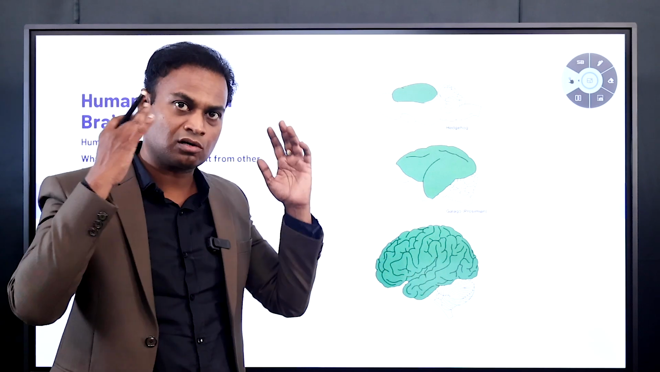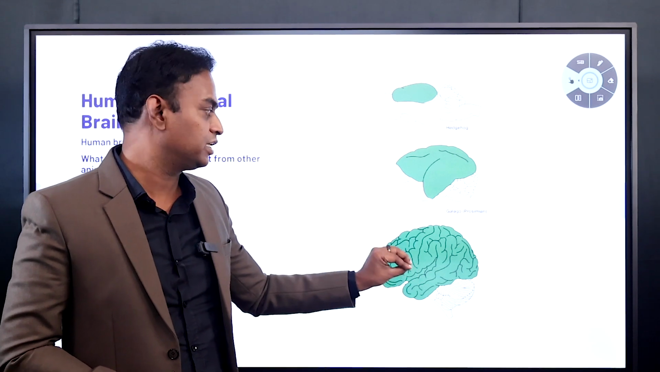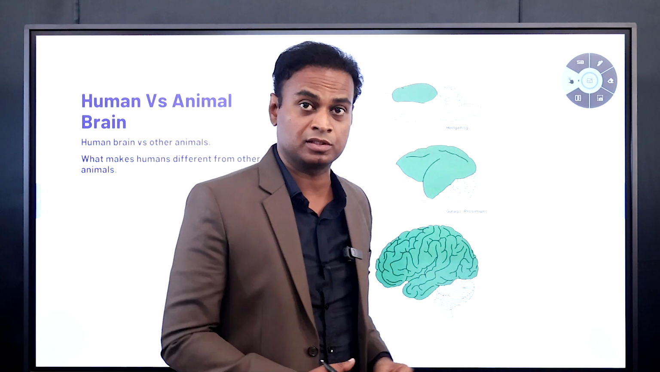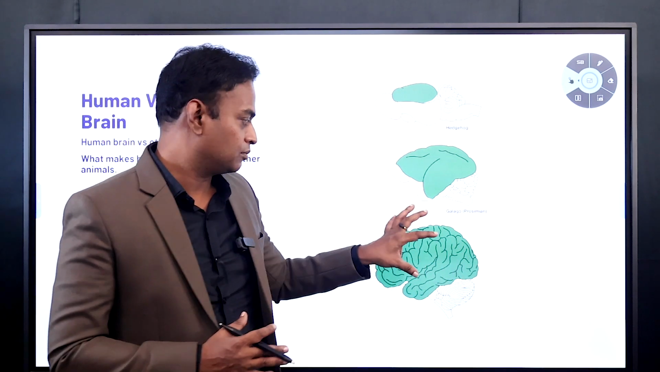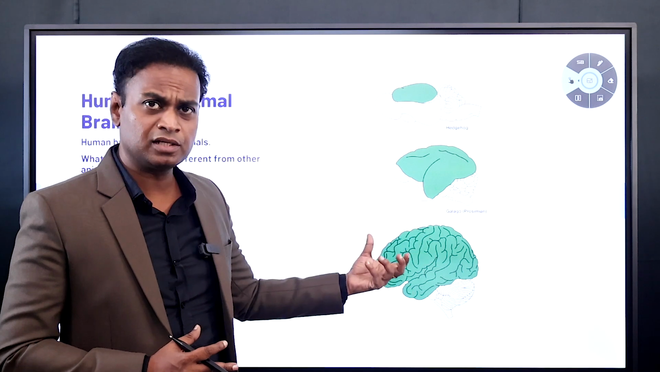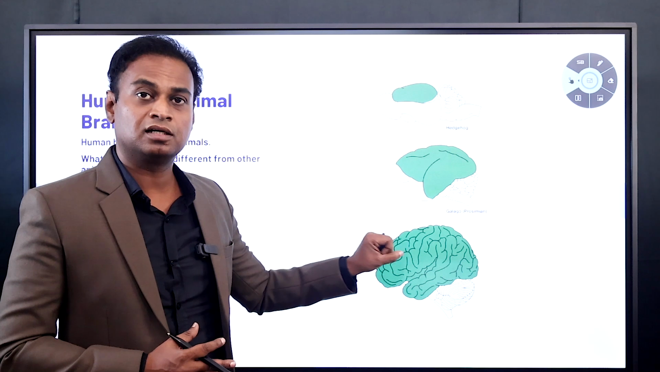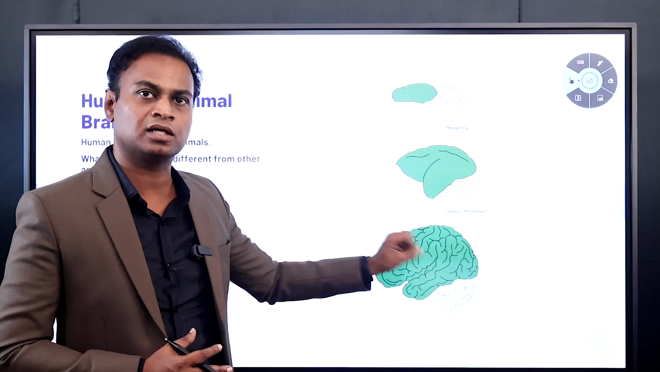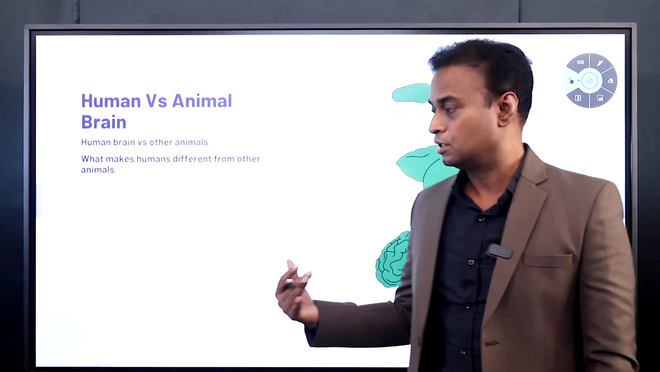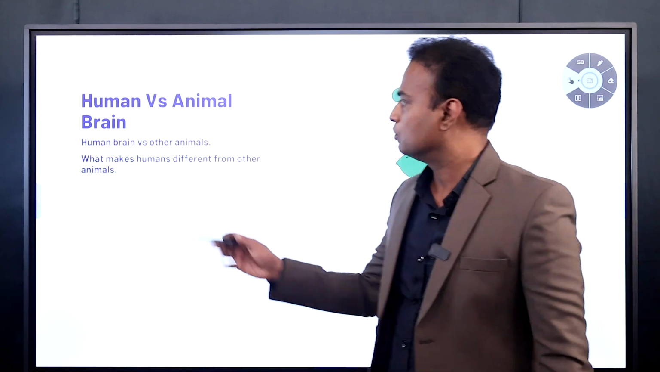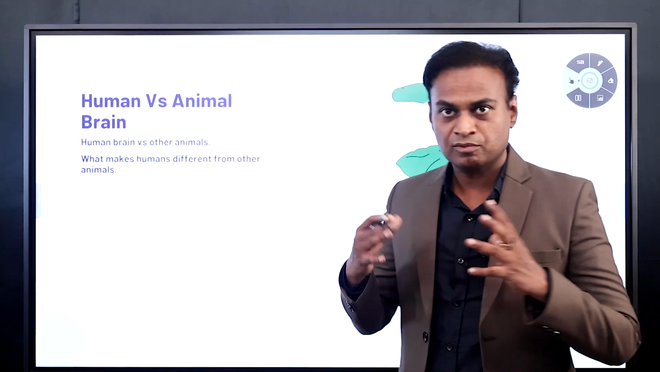This outer part of the brain, known as the cortex, is the main thing that differentiates human beings from other animals, not only in size but also in function. This cerebrum, or the cerebral hemisphere, or the cerebral cortex, is the main thing that differentiates human beings from other animals. Not only in size, in function we will check what exactly this does differently compared to other animals. You can see the human brain versus the animal brain. How are human beings different from animals?